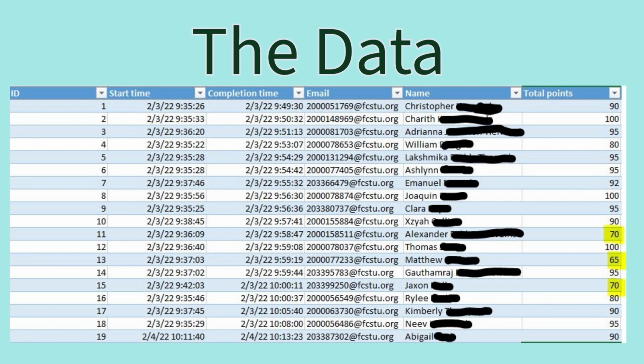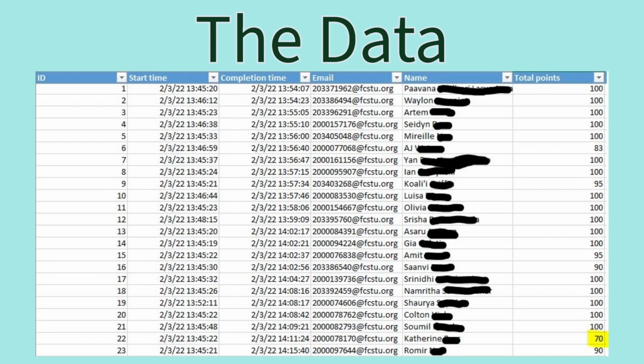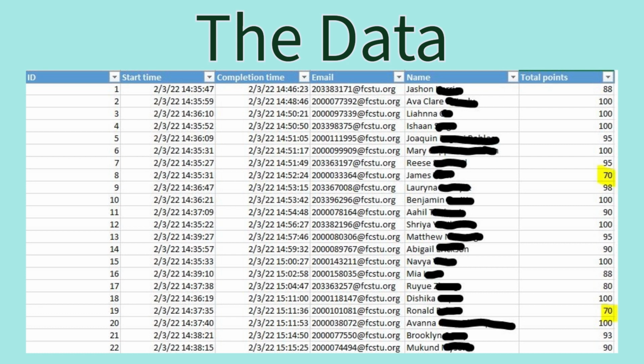In this class, I see lots of 90s and even a few 100s. I make a note to look at Alex's, Matthew's, and Jackson's tests to find out where they need remediation. I do the same process for this class. No one failed, but I do need to follow up with Christopher and Dylan. The process continues with my third class of the day, where only Katie needs some additional teaching. In eighth period, my fourth class of the day, I will follow up with James and Ronald.